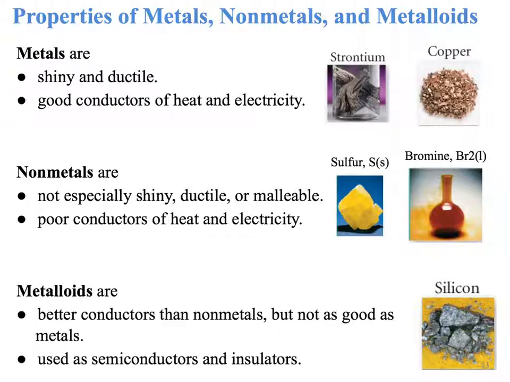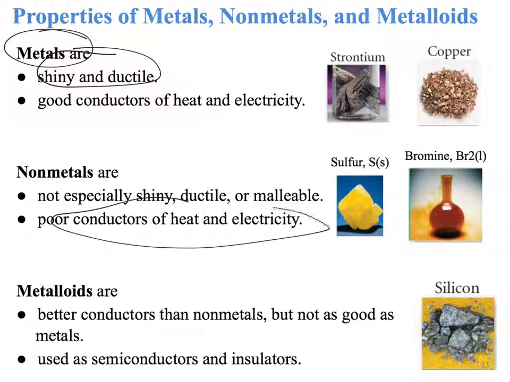In the periodic table, we can define three broad groups. Metals: they are shiny and ductile. They conduct electricity and heat. Then we have the non-metals. They are poor conductors of heat and electricity. And then we have metalloids, which do not behave like metals, nor like non-metals, so they are in between.